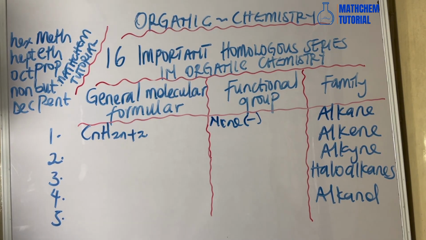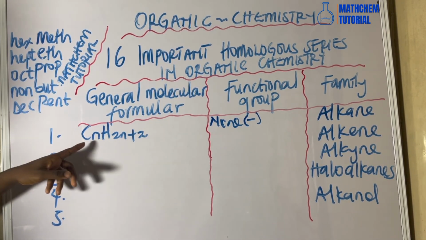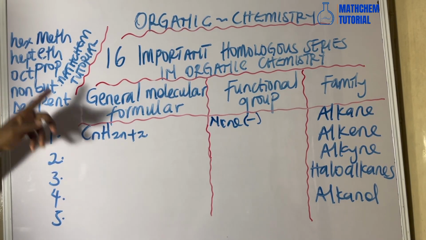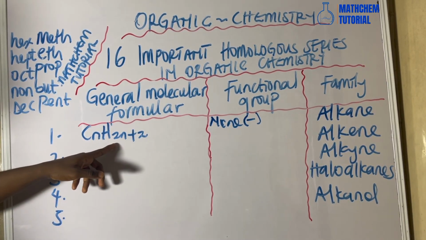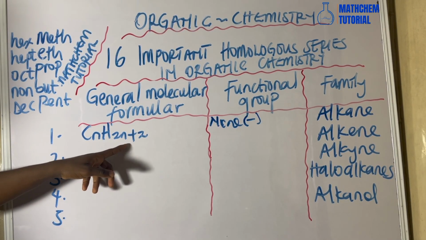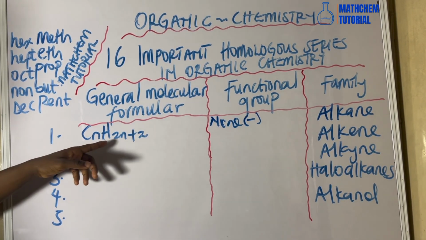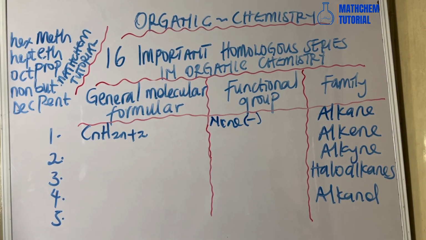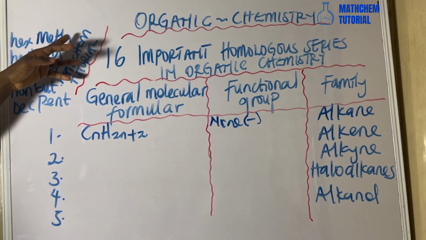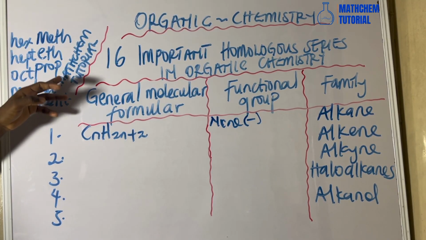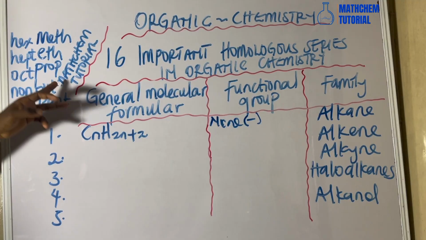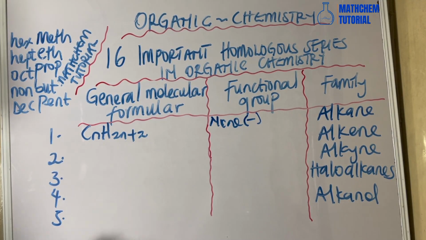That means methane is going to be CH4. Ethane is going to be C2H6. Propane is going to be C3H8, and so on. So just be adding ANE as the suffix to everything, then it's going to give you the first 10 members of alkane.